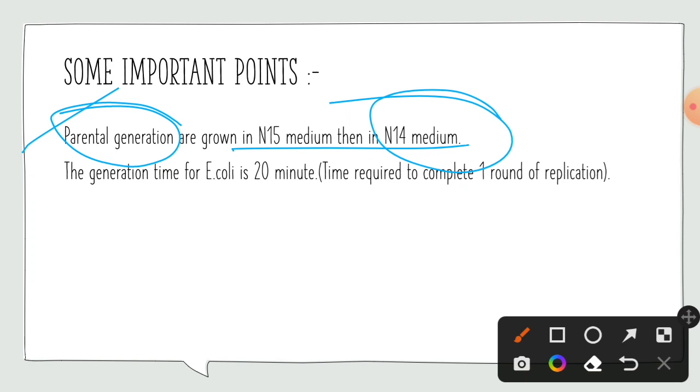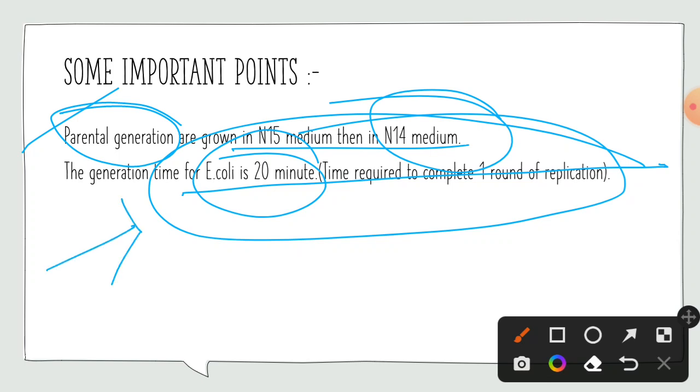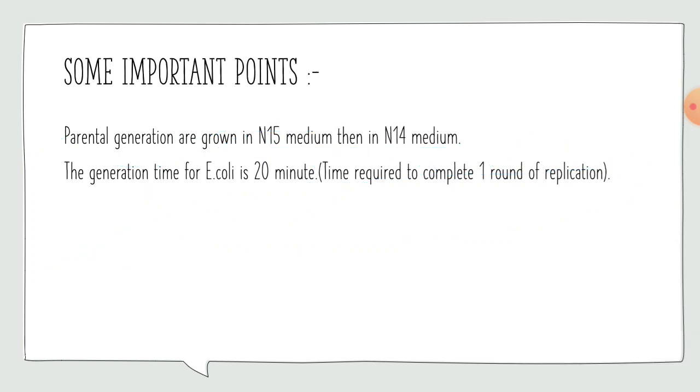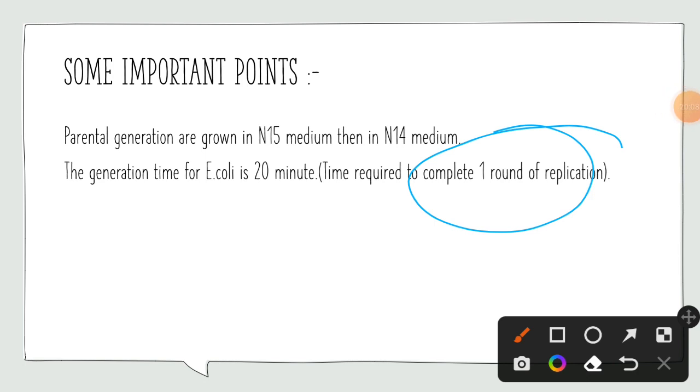Okay, and the generation time for E. coli is 20 minutes. I have given this information here because there is a possibility that they will not give you the time. Instead, they will not tell you what round of replication they have performed. Instead they will tell you to write the number of light and number of heavy bands after 60 minutes.